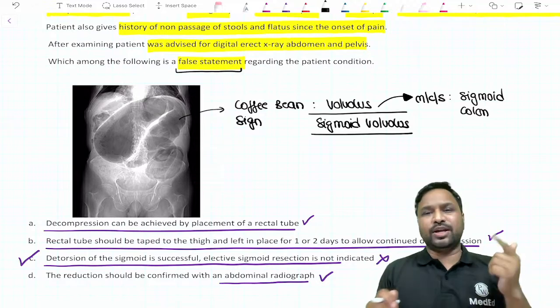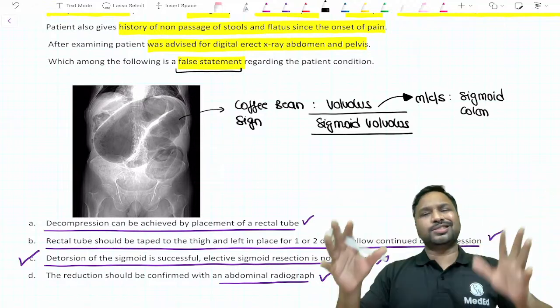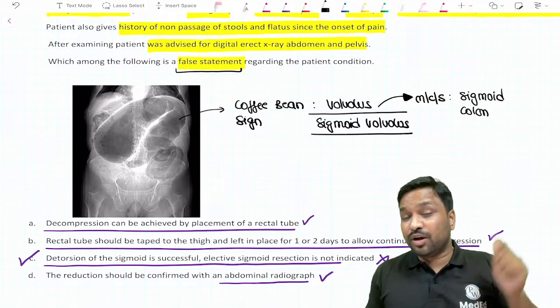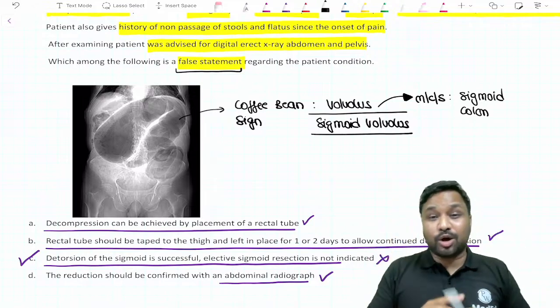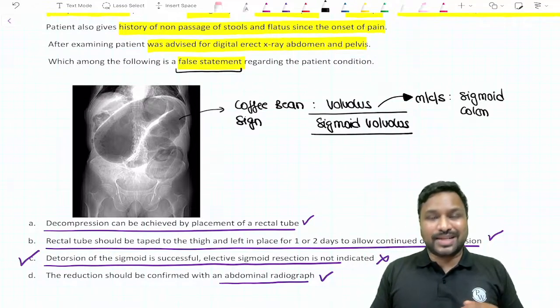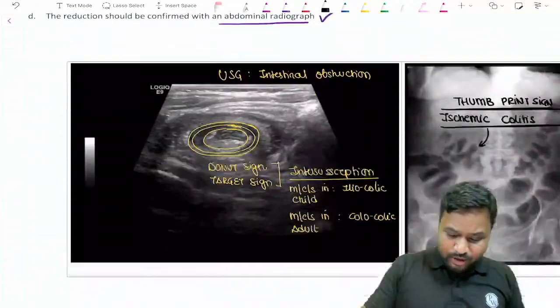That is a coffee bean sign in volvulus. What is the most common site? It is sigmoid colon. You can also have a cecal volvulus. Remember, the sigmoid volvulus is anti-clockwise. Cecal volvulus is clockwise in direction. Remember, very, very important topic.